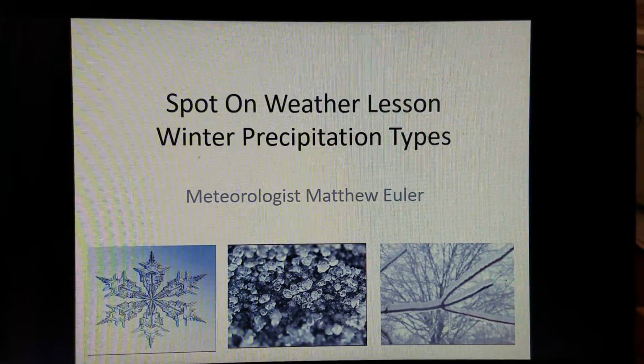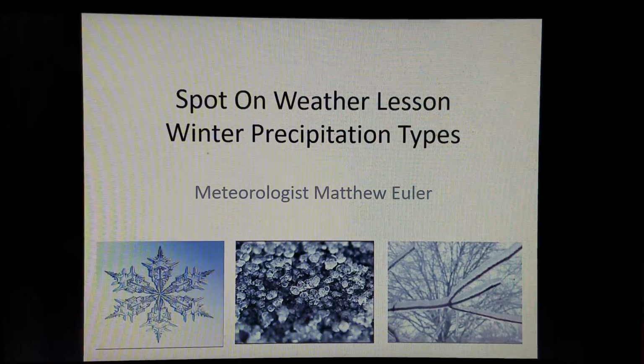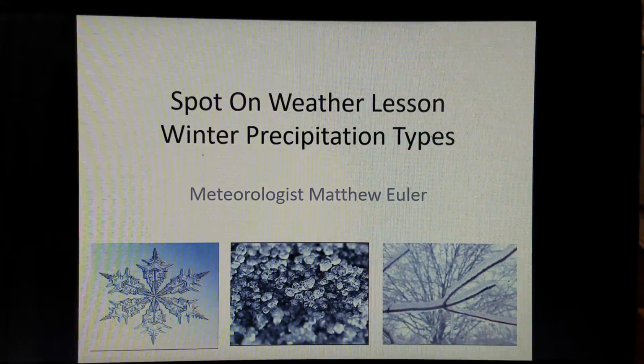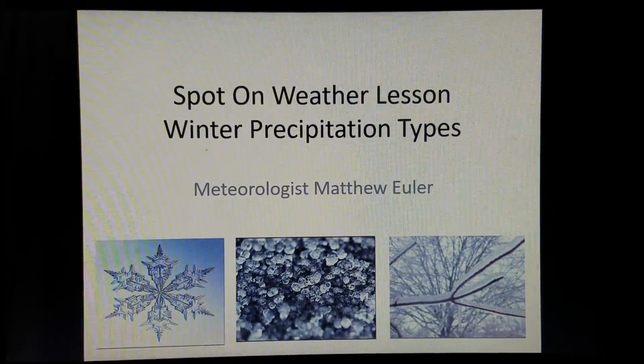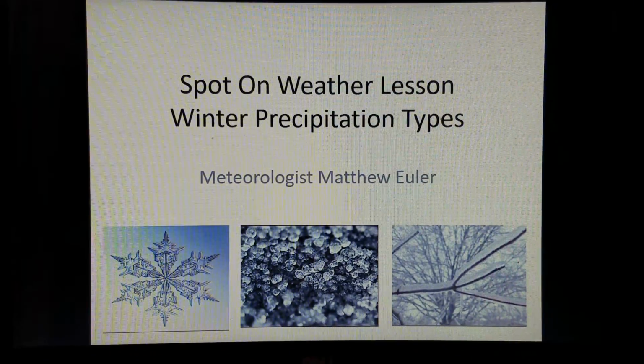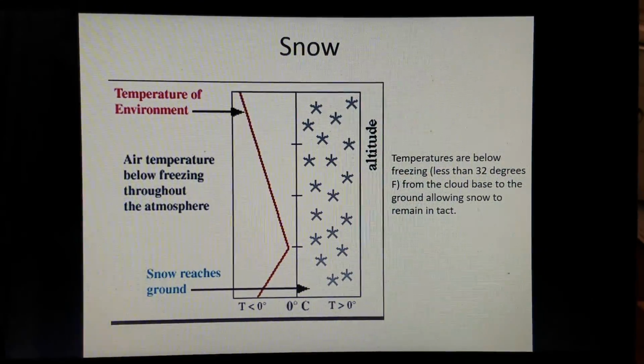And this lesson is going to be over the winter precipitation types, ranging from snow to sleet and to freezing rain. So let's take a look at the differences and what causes these different precipitation types. Let's start off with snow.